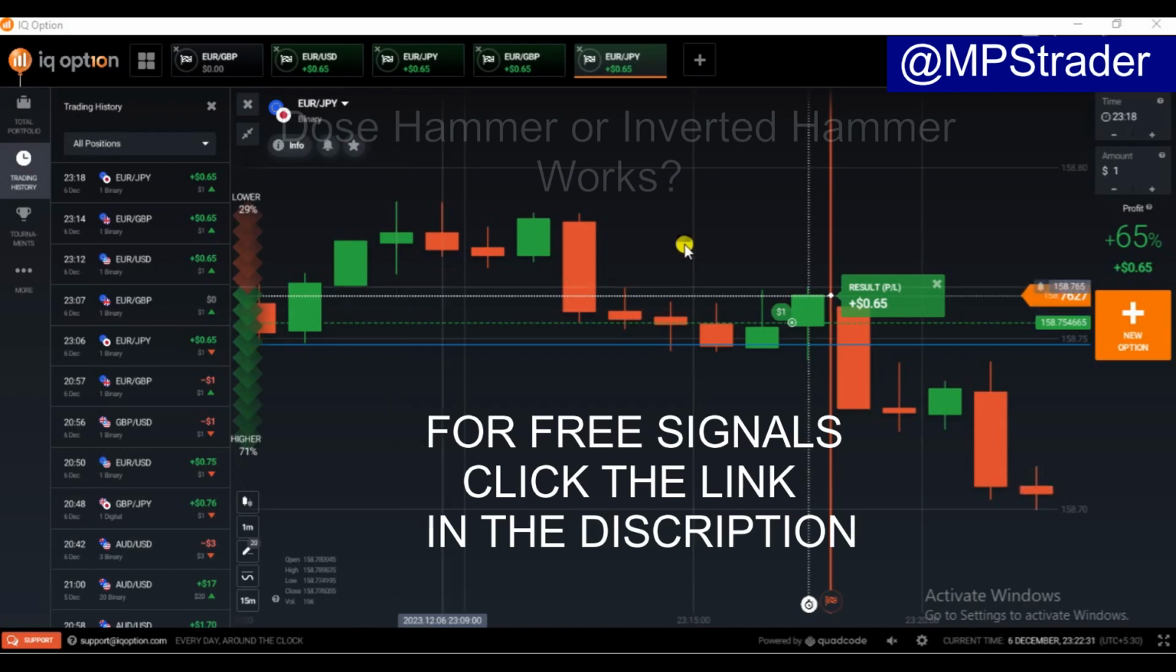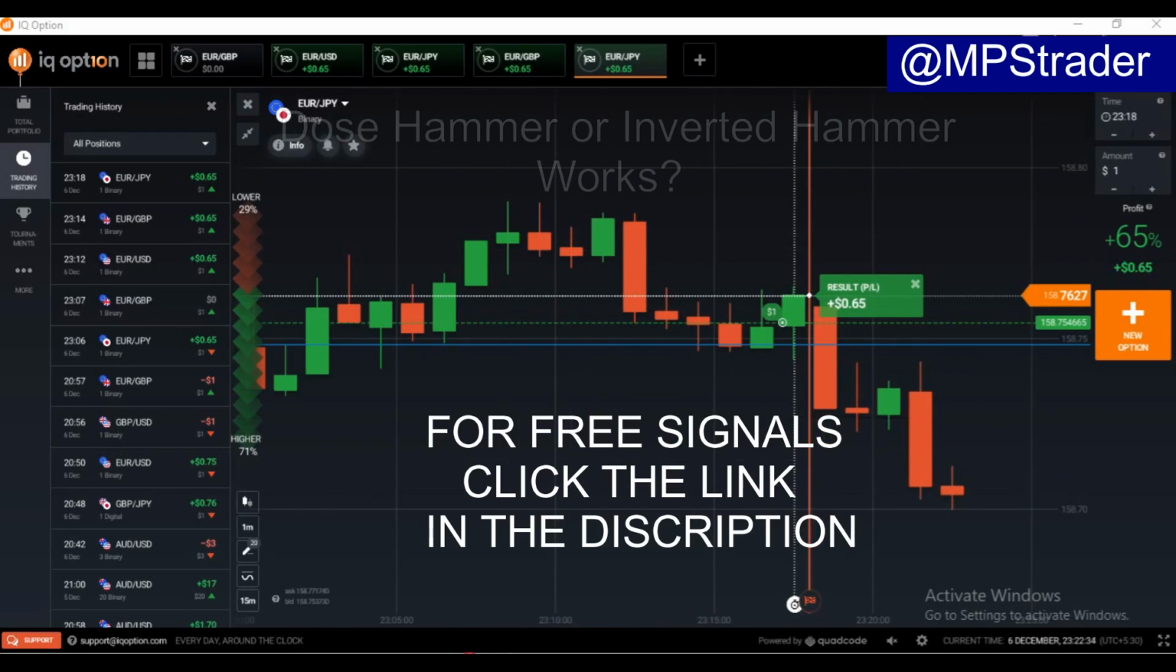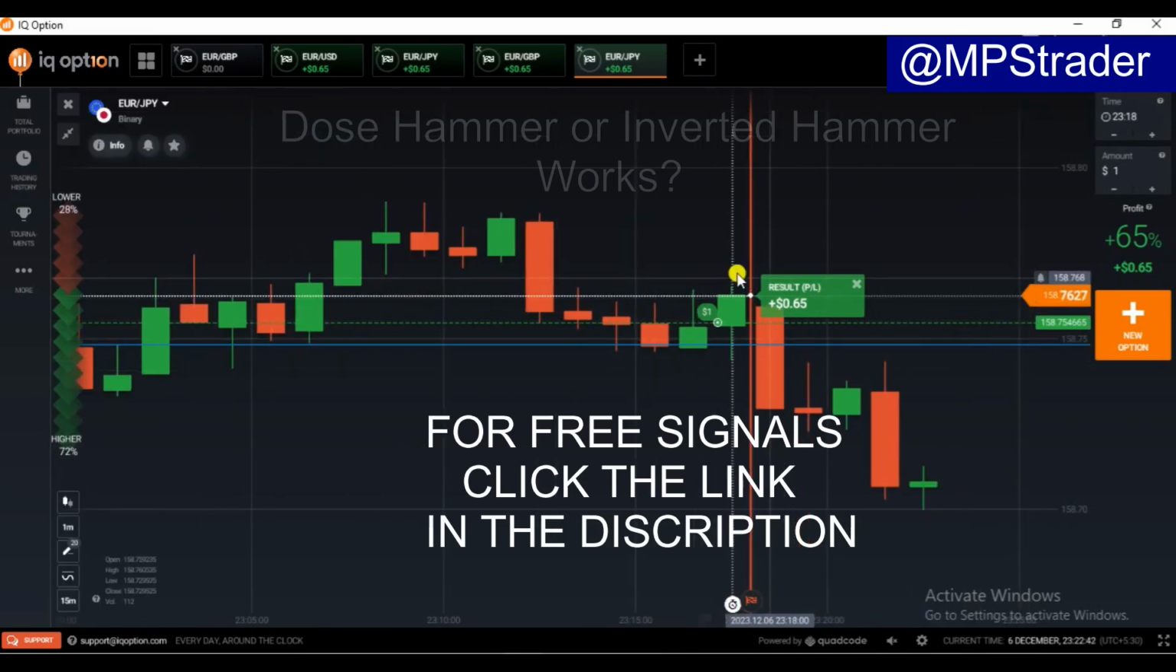Okay, so this is it for today, the hammer and inverted hammer example. Tomorrow I will also make some videos. Let's see what will happen.